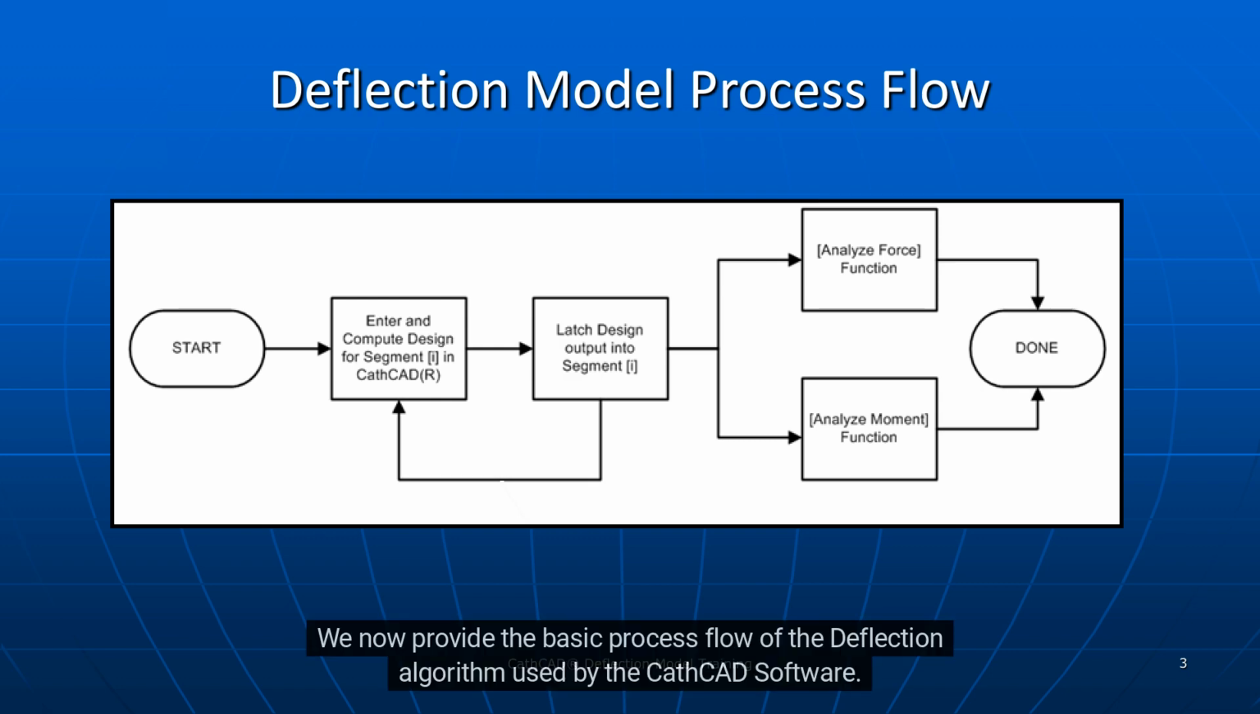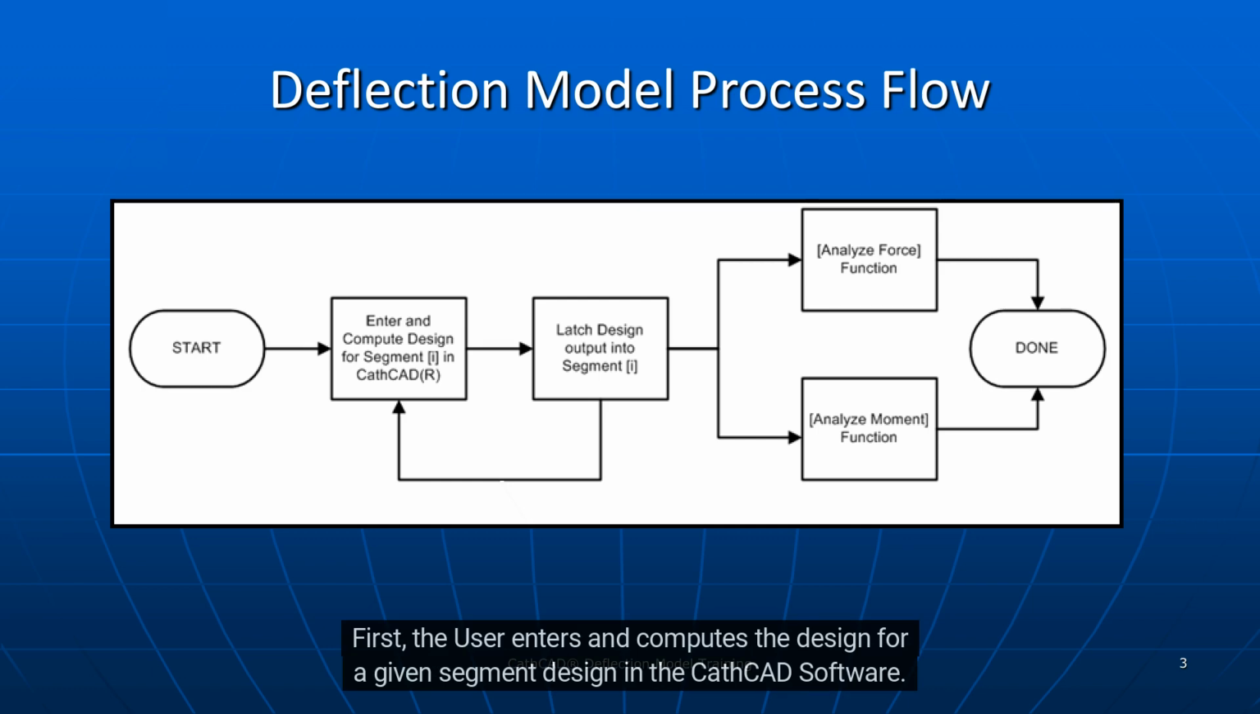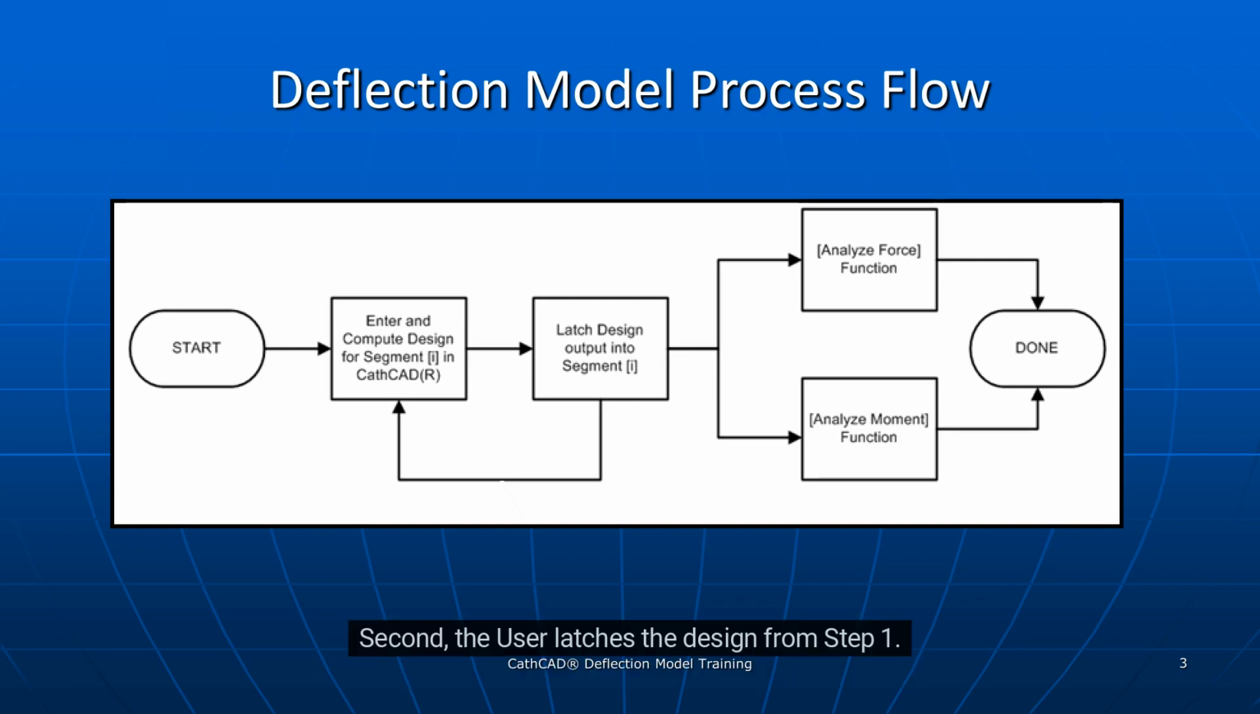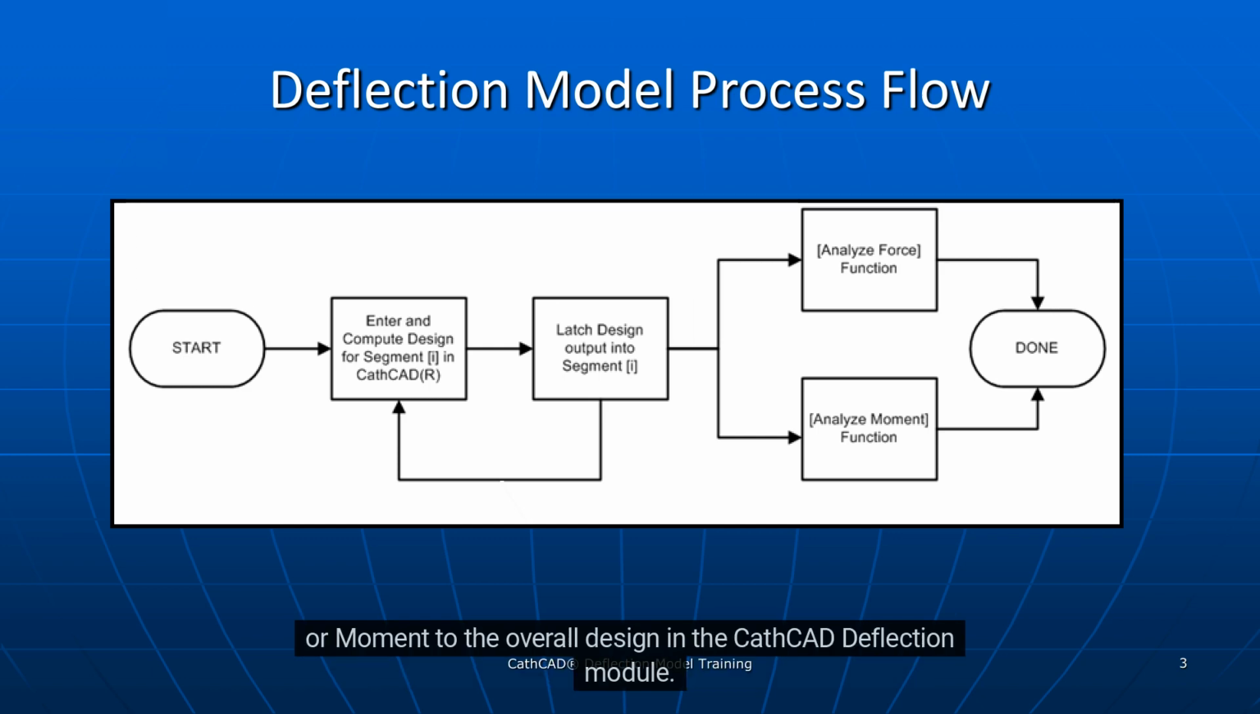We now provide the basic process flow of the deflection algorithm used by the CathCAD software. This process is illustrated by the flow diagram provided on this page. First, the user enters and computes the design for a given segment design in the CathCAD software. Second, the user latches the design from step 1. When one or more segments are designed and latched, the user may analyze the design by applying a force or moment to the overall design in the CathCAD deflection module.